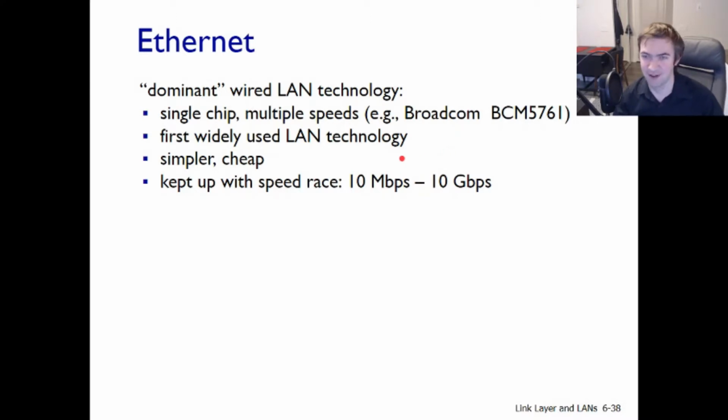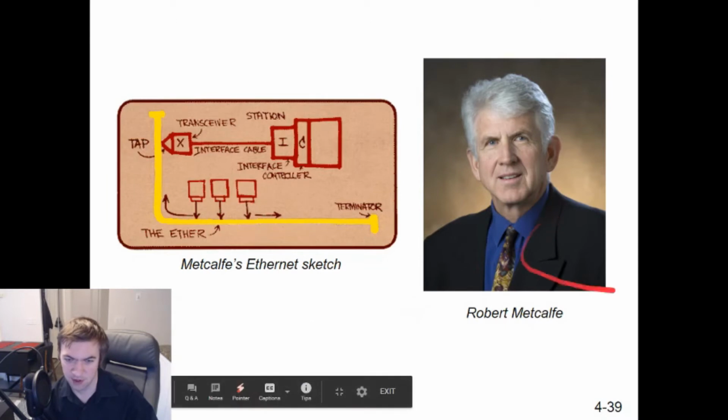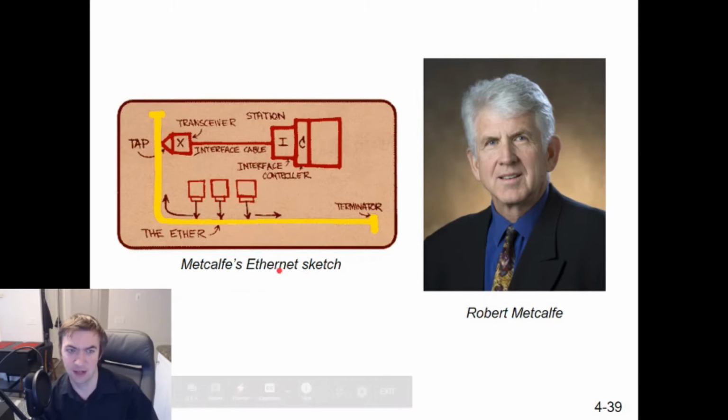I definitely remember when I was young growing up, Ethernet is what we had to use to connect all the computers in the house. Simple, it's cheap, and it's actually kept up pretty well with the speed race in terms of how quickly you can actually transfer information, ranging from 10 megabits per second to 10 gigabits per second. So here's a quick picture of Robert Metcalfe, famously known as the co-inventor of the Ethernet, and his original sketch of what the Ethernet might look like.